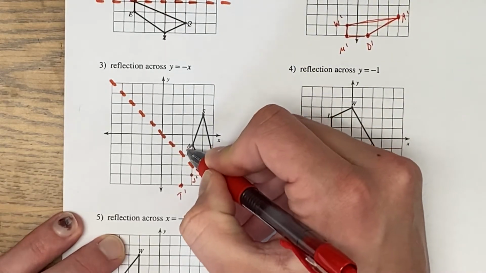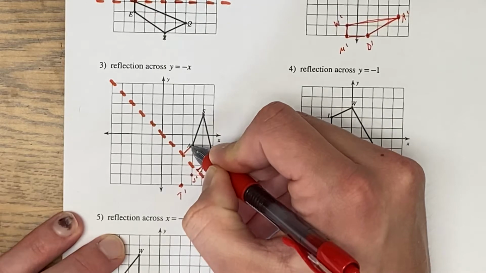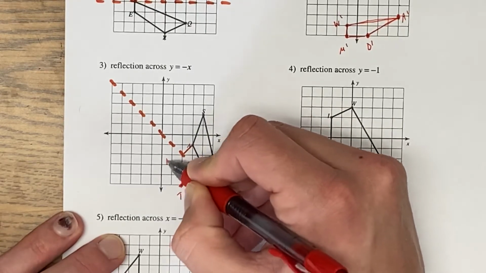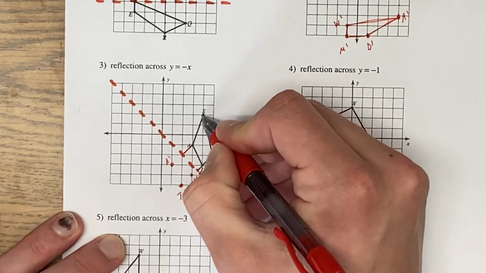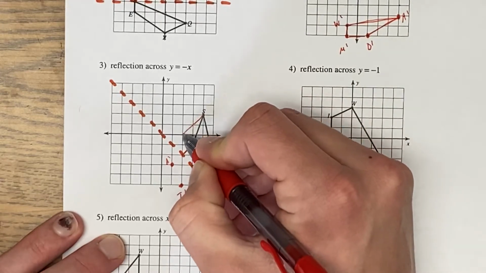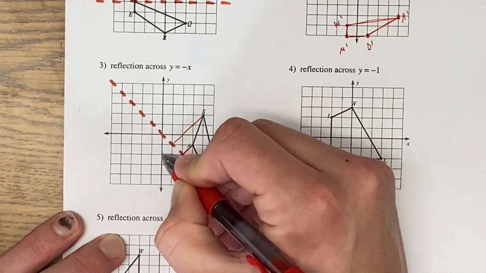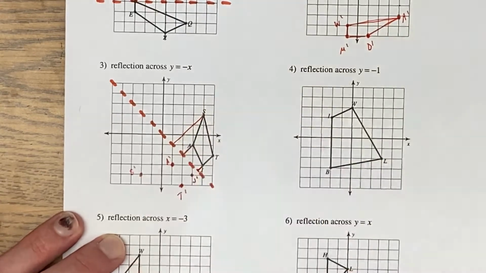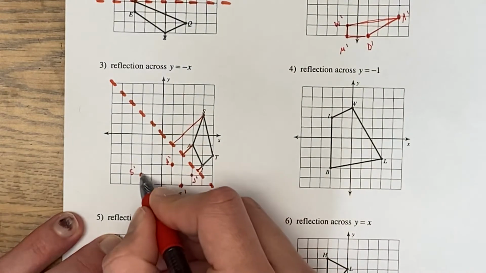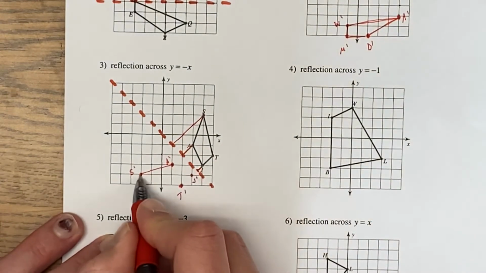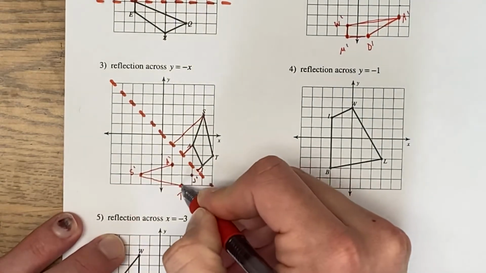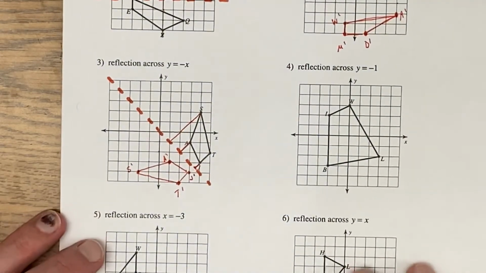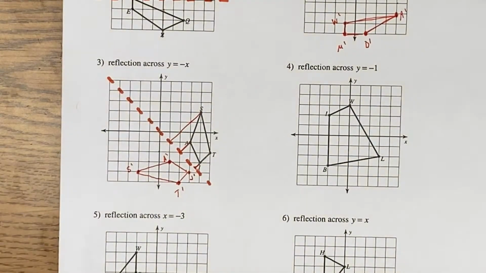A now was just 1 full diagonal unit away, so A prime will be 1 full diagonal unit away. S was 1, 2, 3, so it'll be 1, 2, 3 in the other direction, okay? So now we connect our points, S to A, S to T, T to J, and A to J. And we take a look and we have our new shape.